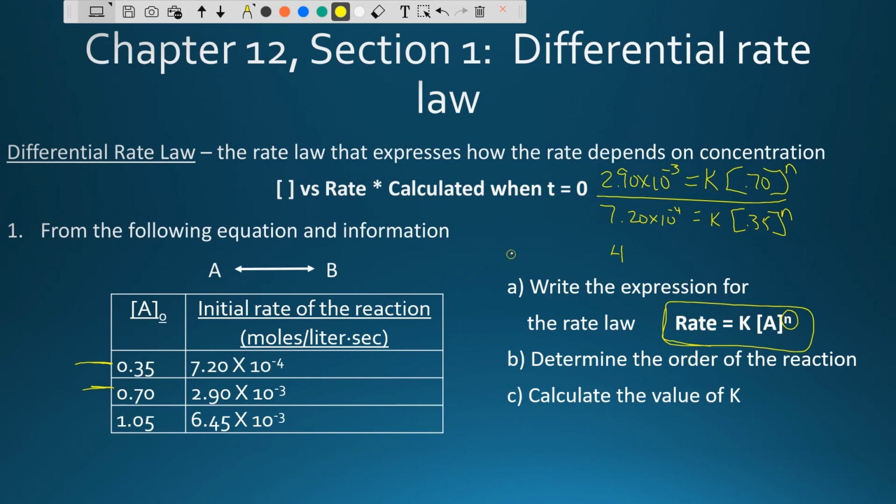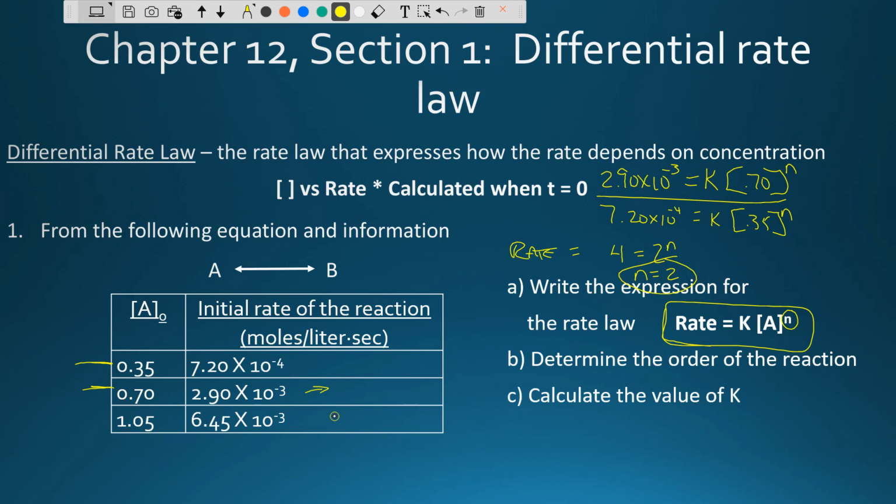And then if we're trying to find my order, that's going to be equal to 4, and if I divide those concentrations out, that's going to be a 2. So that gets to be 2 to the n. Okay, 2 to the n power equals 4. What does that give me for the order? That gives me n equals 2. Now I can plug my values in. And so if I go back to this one and determine the order of the reaction, that's the order right there.